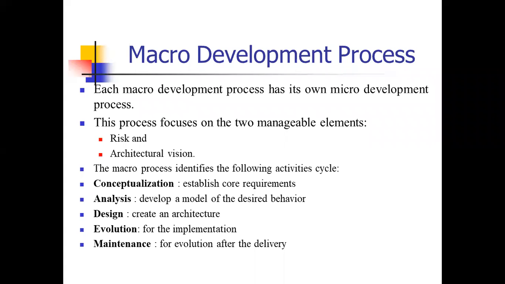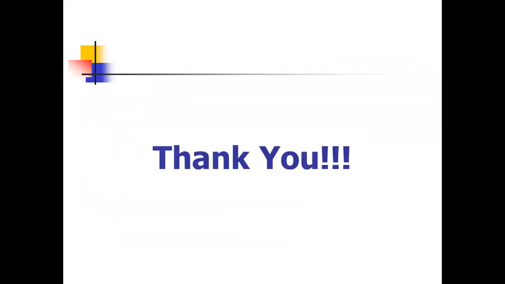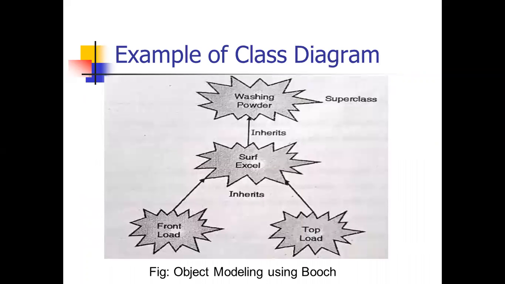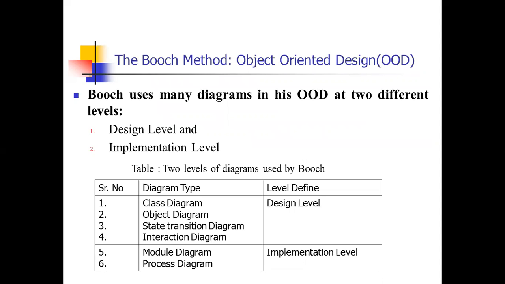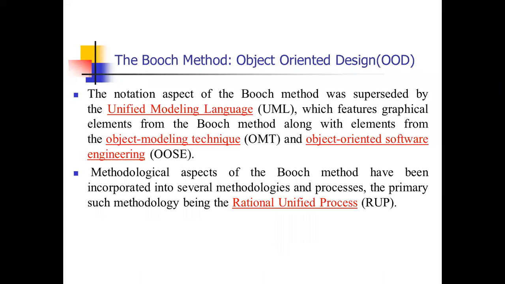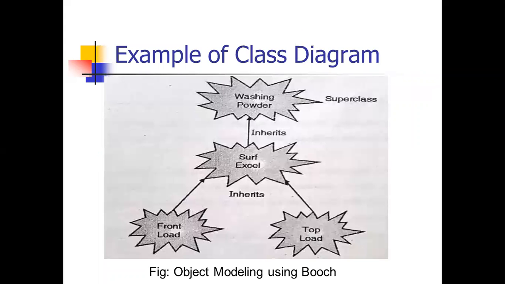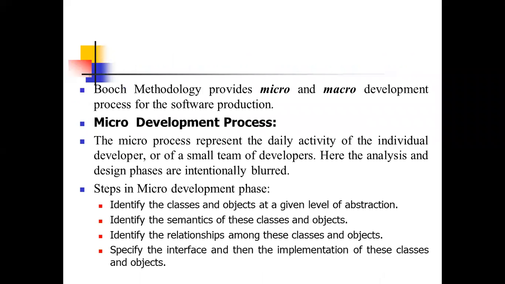Okay. So we have seen the introductory part regarding object oriented design, then the characteristics of object oriented design, and we have seen the Booch method, the notations for the Booch method, and the two levels of the Booch method. We have seen the example for object modeling using Booch. Then we have seen the Booch methodologies of the micro development process and macro development process.